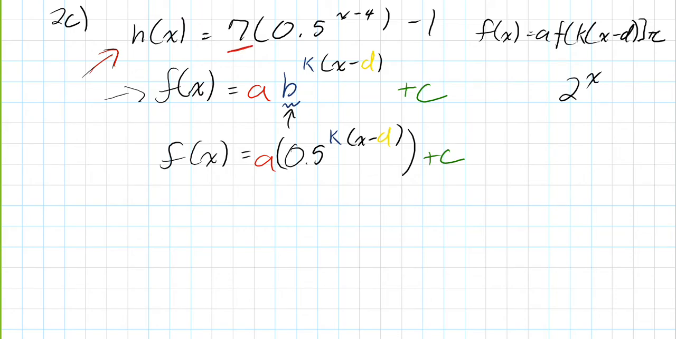7? Yeah, excellent. What about c? -1. Mm-hmm. What about d? -4. Yep. And then this one's hard. What's k in this one?